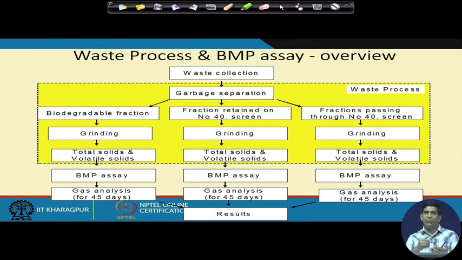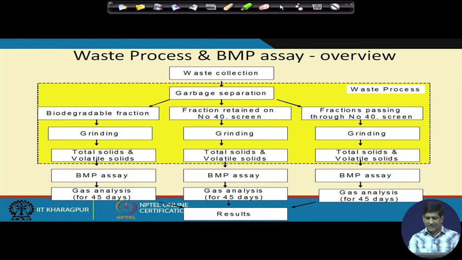So we measure how much methane is produced, and based on the methane production, we can estimate the biodegradable fraction. I'll walk you through how it is done, and that will make it a little bit clearer. In the next 3-4 slides, we'll explain how this BMP test is done.